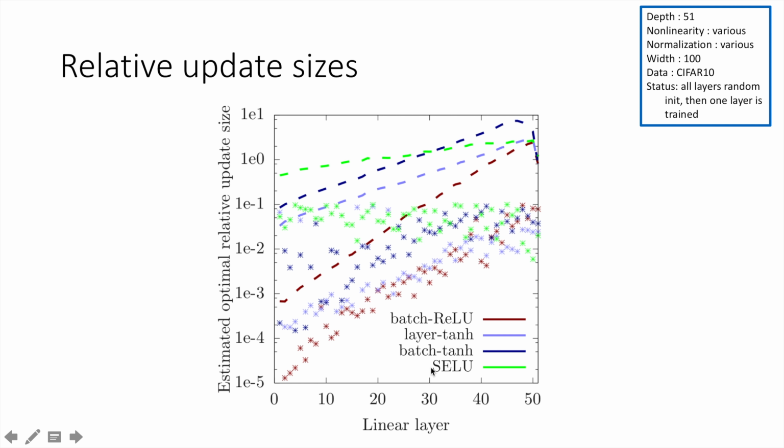In this graph, we plot the inverse of the GSC as a dashed line, and we plot the estimated optimal parameter update sizes at each layer as little stars. Crucially, we plot the update sizes relative to the size of the parameter itself, and therefore relative to the size of the decision surface. For the 3 architectures with high explosion rates, batch ReLU, layer tan, and batch tan, as we move away from the output and towards the input layer, the update size decreases proportionally with the inverse of the GSC as expected.